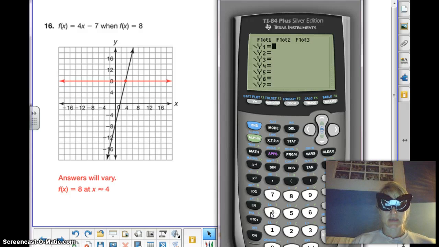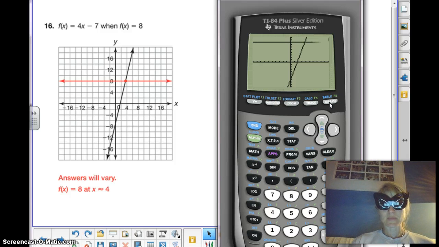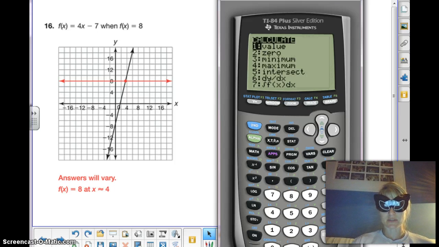I'm going to put in 4x minus 7 and 1. And y equals 8 on the other. Because remember, these are y equals. I'm going to hit graph and see if I can find it. And there's my intersection. So again, we do second calc. I choose the intersection function.